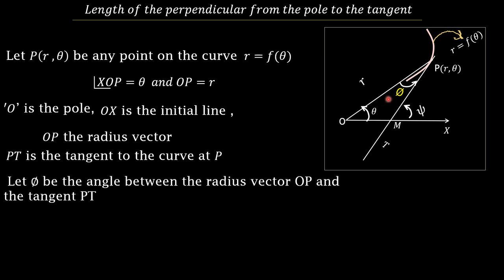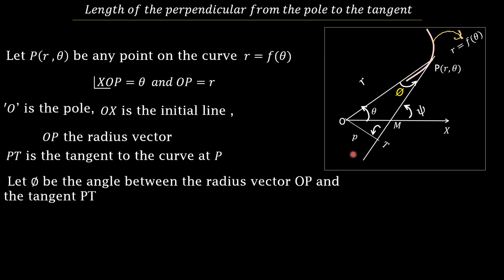as phi. Now let me draw a perpendicular from the pole to the tangent T and call the perpendicular distance as p. Don't confuse the perpendicular distance p with that of the point over here, students. The point, I have taken it as the capital letter P, whereas the perpendicular distance from the pole to the tangent, I have taken it as small p.